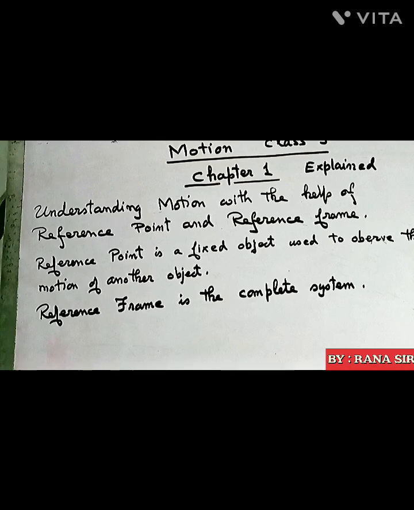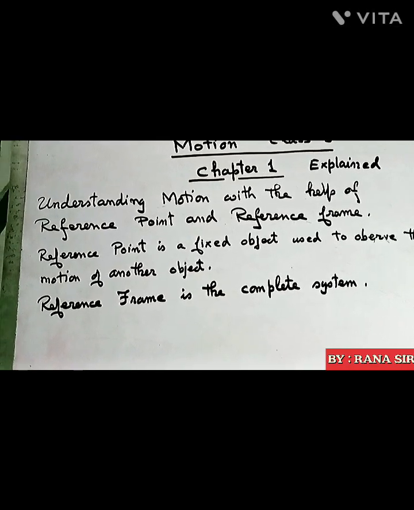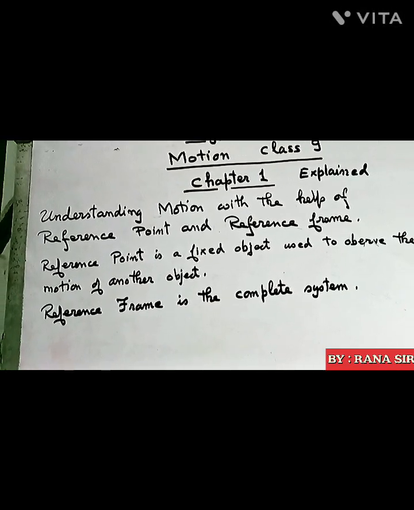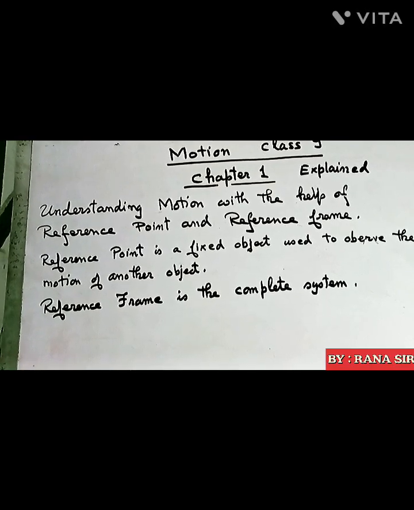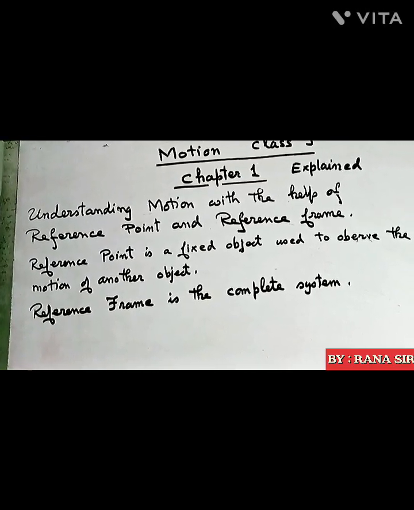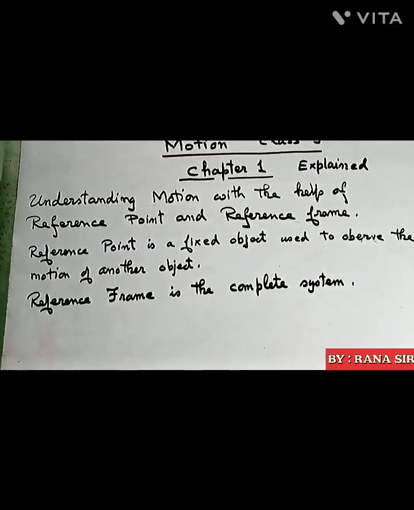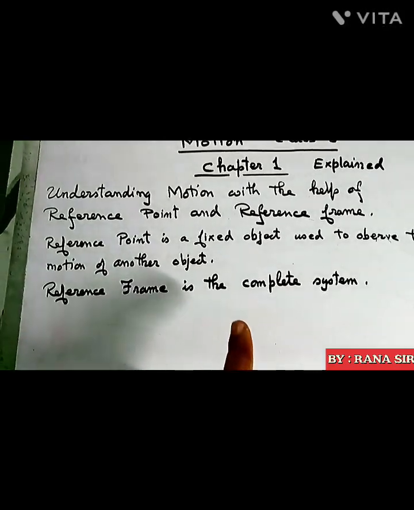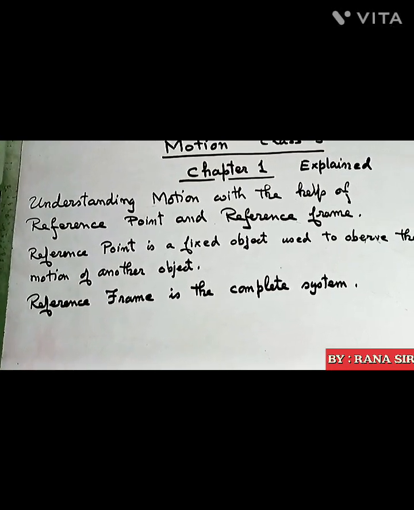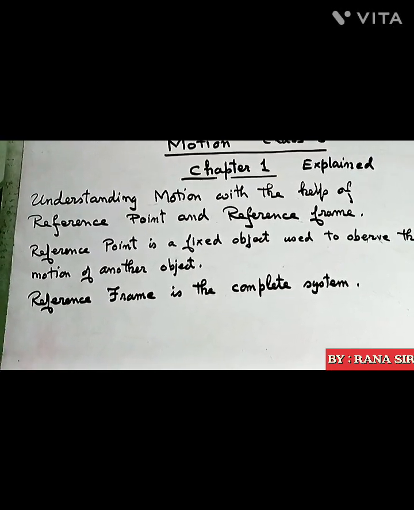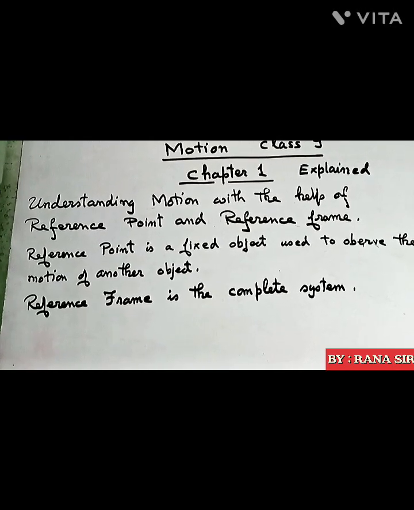Understanding motion, there are two terms: reference point and reference frame. A reference point is a fixed object used to observe the motion of another object. So one object is used to find the motion of another object. A reference frame is the complete system. Inside the reference frame, there is a reference point, which is a fixed point, with which we find out whether the other object is moving or in motion or not.